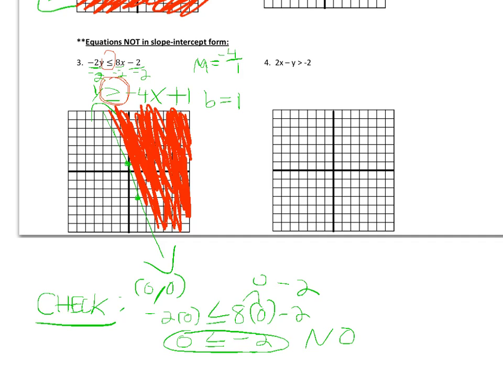All right, I won't do number 4. We'll do that in class. But the main thing is, guys, if you know how to graph a line in slope-intercept form, which you should know, it was on the midterm, it's very easy. The last thing that you do is graph the line, and then if it's greater than or equal to or greater than, you shade above and to the right of the line, or if it's less than or equal to, you shade below and to the left of the line.